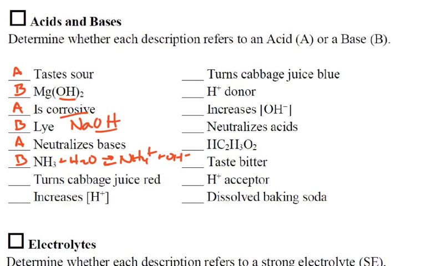Turns cabbage juice red, that's acid. Increases the H+ concentration, that is acid, and that is the Arrhenius definition of an acid. Turns cabbage juice blue, that's a base. H+ donor, that is an acid, and that is the Bronsted-Lowry definition of an acid. So there are two different theoretical definitions for acids, Arrhenius and Bronsted-Lowry. Increases OH-, that's a base, and that's the Arrhenius definition.